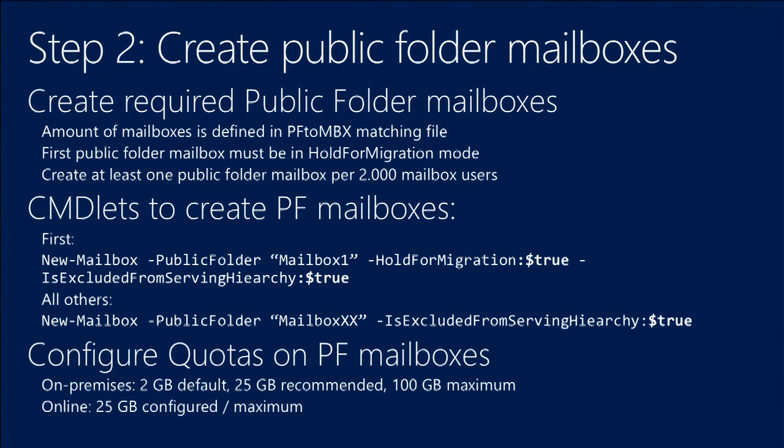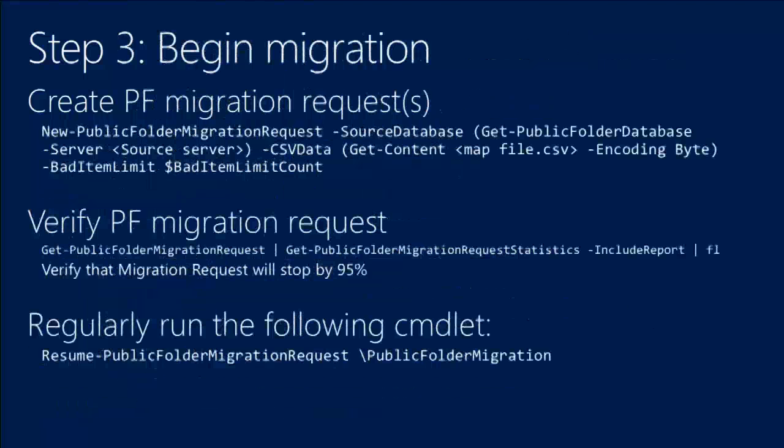So regarding the quotas, by default in Exchange 2013 on premises we have a quota of 2 gigabyte. You want to consider increasing that quota. The general recommendation, and also what's the default in Exchange Online, is 25 gig. The maximum is 100 gig, what we currently recommend from the Microsoft Exchange product group. So don't go over 100 gigabyte currently. That's what we tested.